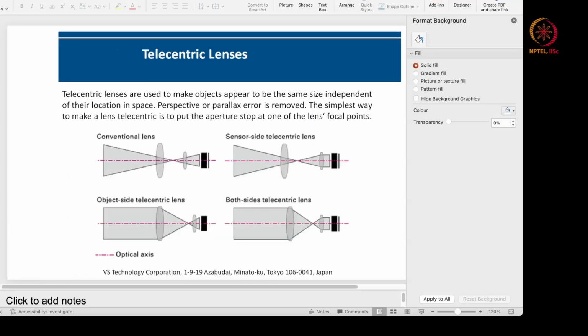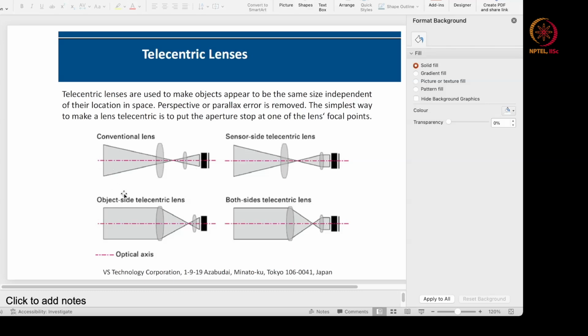Okay, there are also telecentric lenses. The telecentric lenses are used when you want to make the objects appear to be of the same size independent of their location in space. What it does is basically remove the parallax or the perspective error. The simplest way to make a lens telecentric is to put an aperture stop at one of the lens's focal points. So this is a conventional lens. Here you get the image.